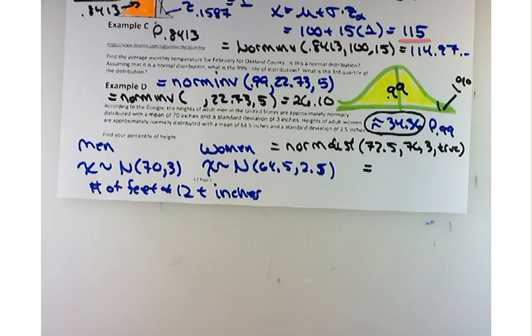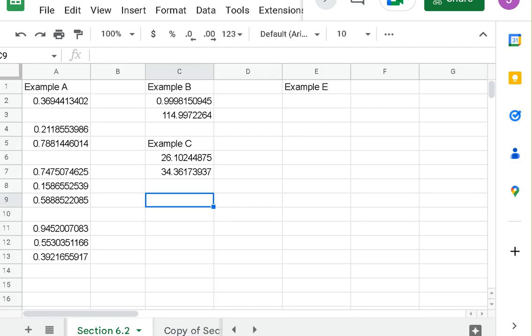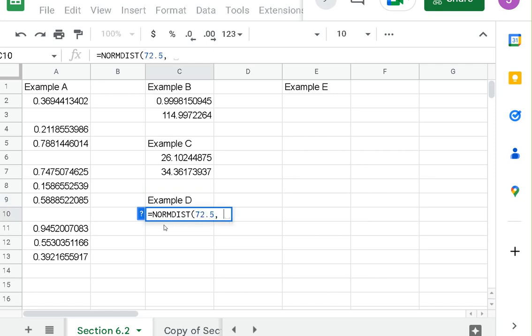Okay, so let's take a look here. For myself, like I said, just over 6 feet. And that'd be, say, example D equals NORM.DIST of 72.5, comma, 70, comma, 3, comma, true. So about the 80th percentile.